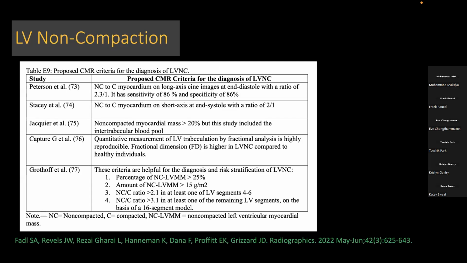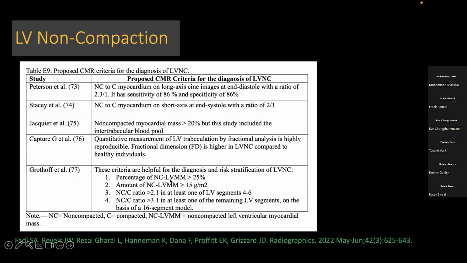These are some of the published proposed CMR criteria for left ventricular non-compaction. The most common criteria that we all use is the Petersen criteria, which is by cardiac MRI, a non-compacted to compacted myocardium ratio of 2.3 to 1, measured on the long axis cines at end diastole, that most of us are using. There are so many proposed criteria in between, but the most recent criteria, or the criteria that has been used for prognostication, is the Grothoff criteria.